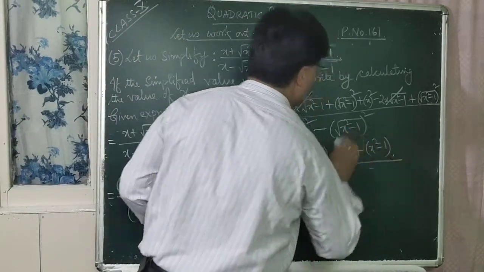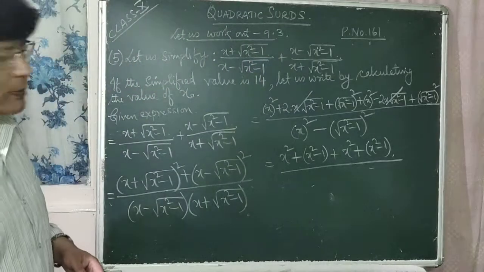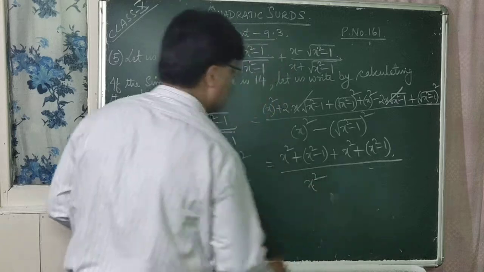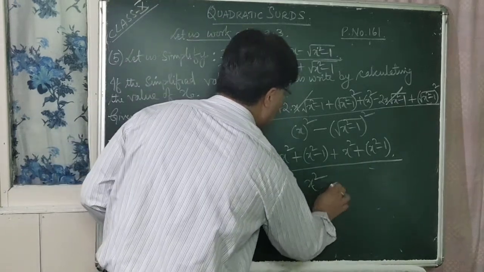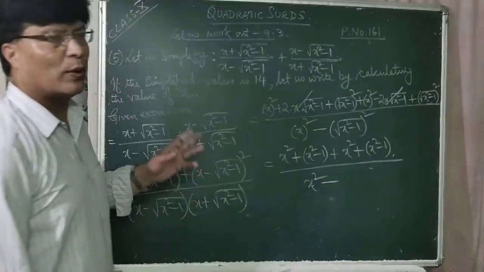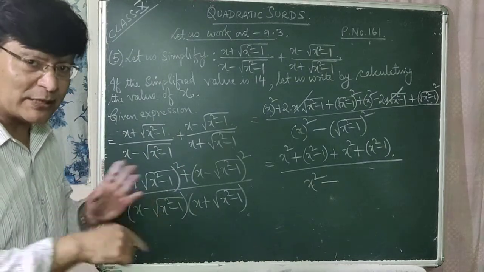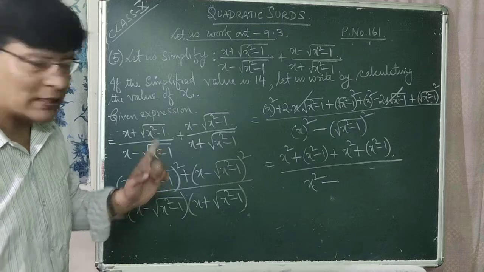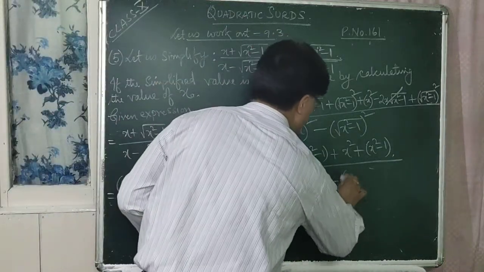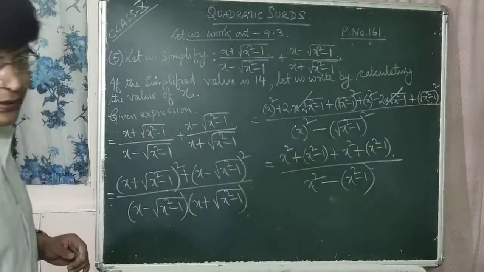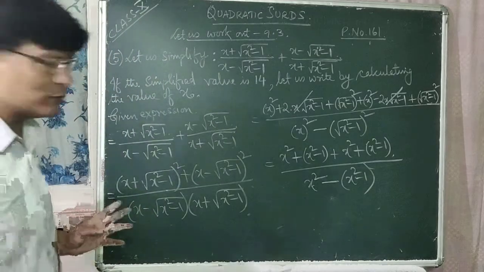So this whole divided by, now in the denominator, what is x whole square? It is x square, right? Then minus, what is square root of x square minus 1 whole square? That means the square root will be removed, isn't it, if there is a square. So within bracket, you write x square minus 1. Is that clear to all of you?